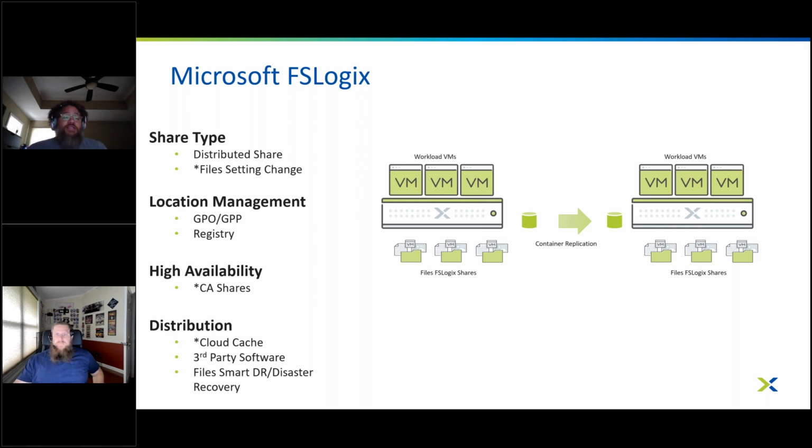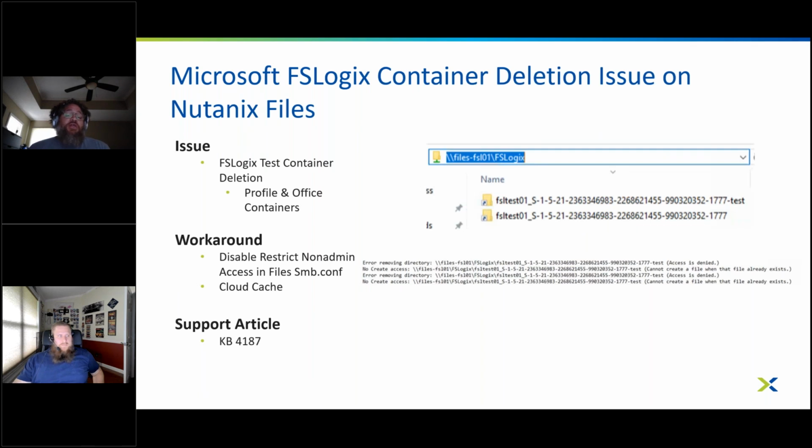So I talked about if you're on 3.6 and below, there was an issue where we have an extra security where you had to disable a setting, especially when using VHD locations, because it creates a test folder when you first create the container, and it deletes it. And so with that extra security we had in our smb.conf, you had to disable that on 3.6 and below.